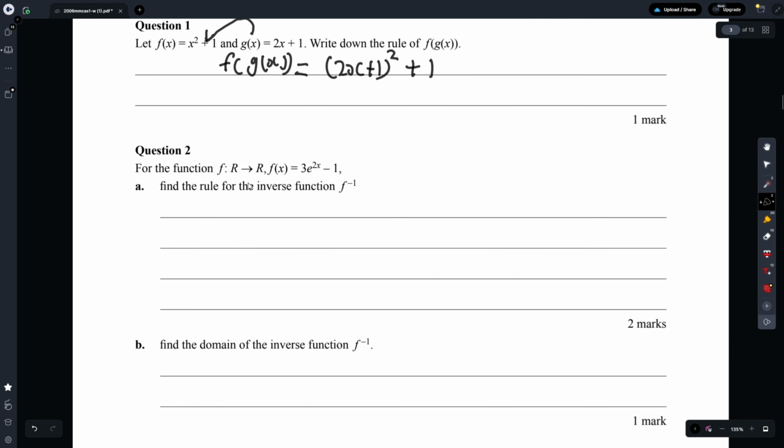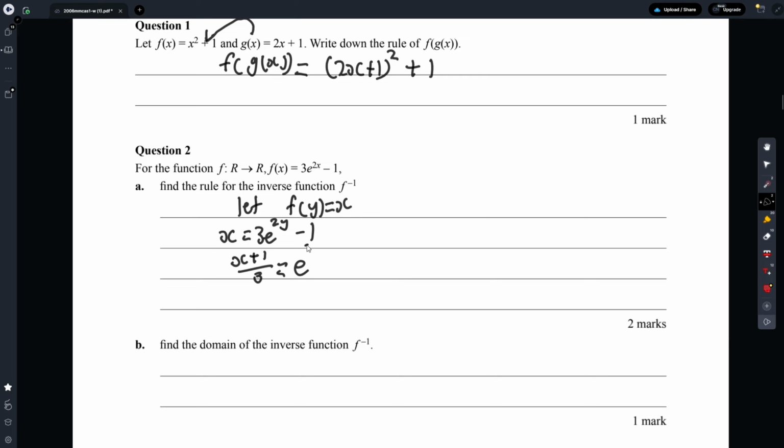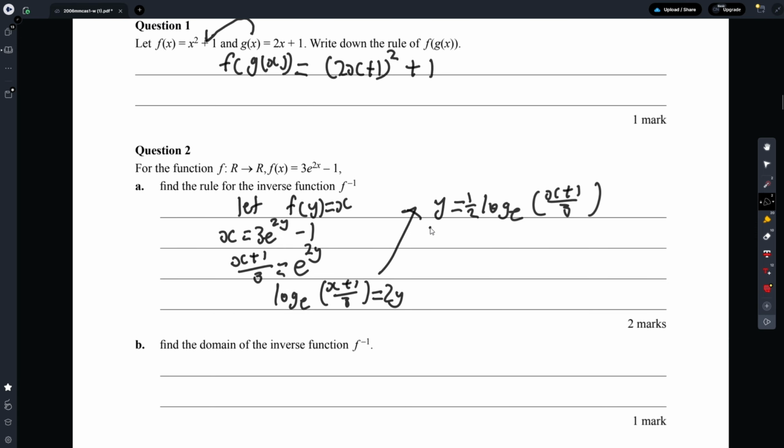Okay, question 2. Find the rule for the inverse function f inverse of x. I'm just going to swap the y and x values around first. Let f of y equals x. x equals 3e^(2y) minus 1, so x plus 1 divided by 3 equals e^(2y). And we just turn this into a log. That gives us y equals 1 on 2 log e of (x plus 1) on 3. Remember, we can't leave it as y because it's asking for the rule of the inverse function. That means we have to turn it back into the inverse function, or you lose a mark.